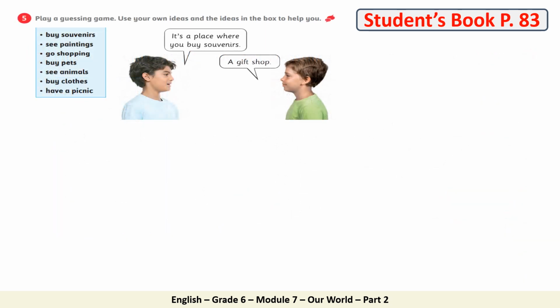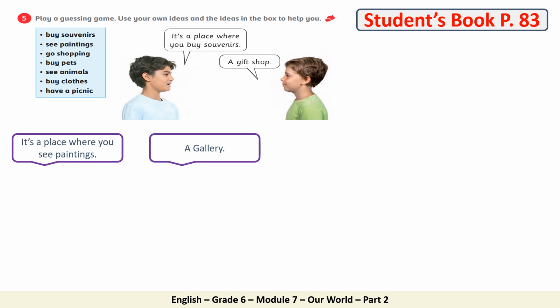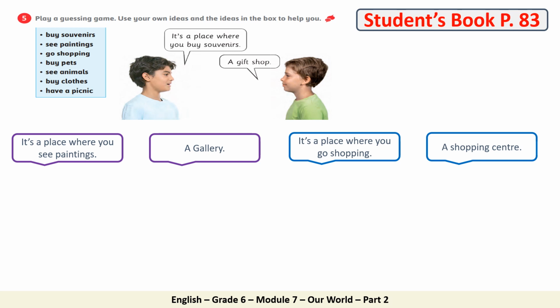Okay, let's see if you guys got the same ideas as me. The second point we have in the prompt is see paintings. So how did you make it? It's a place where you see paintings. So what do you think this place is? Did you guess it? That's right, a gallery. Nice. After that, we have go shopping. How will we form the riddle or the guessing game? Right, it's a place where you go shopping. And what is this place? Guess. Yep, it's the shopping center.